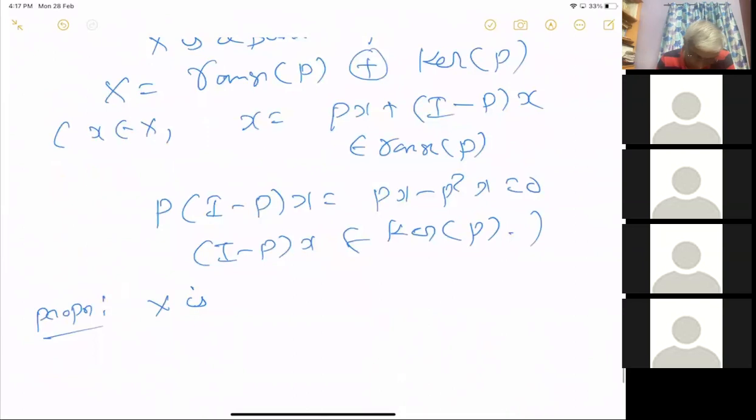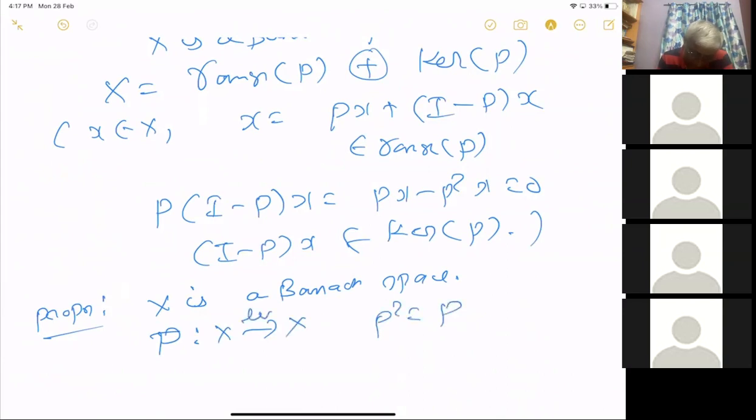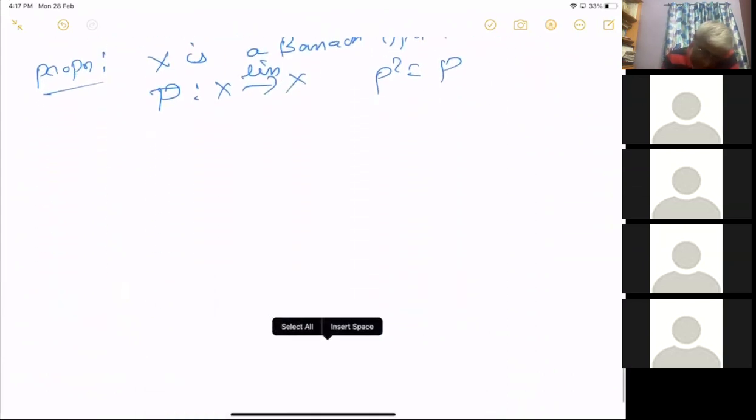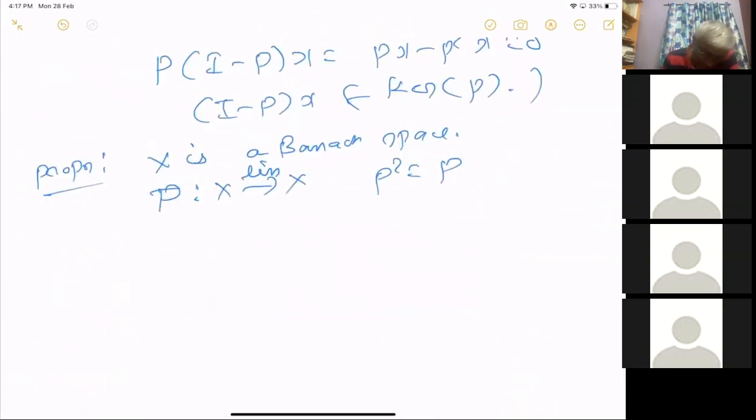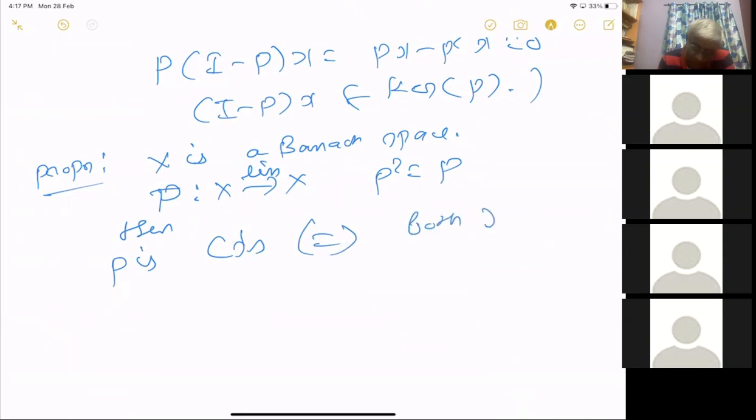So X is a Banach space. P is a linear map from X to X, P squared equal to P. Then P is continuous if and only if both range of P and kernel of P are closed.